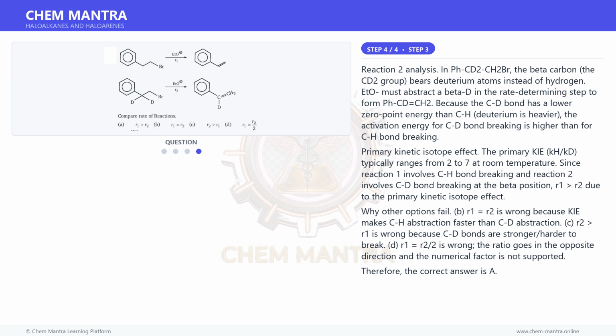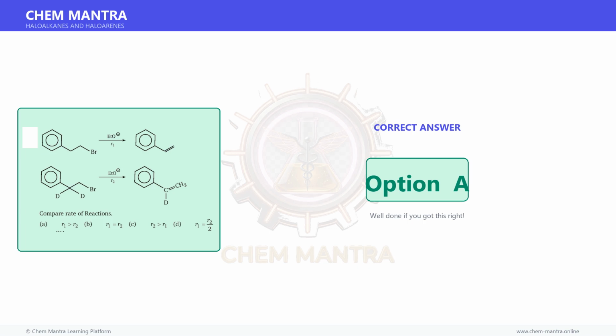D. is wrong, the ratio goes in the opposite direction and the numerical factor is not supported. Therefore, the correct answer is A. Therefore, the correct answer is option A.